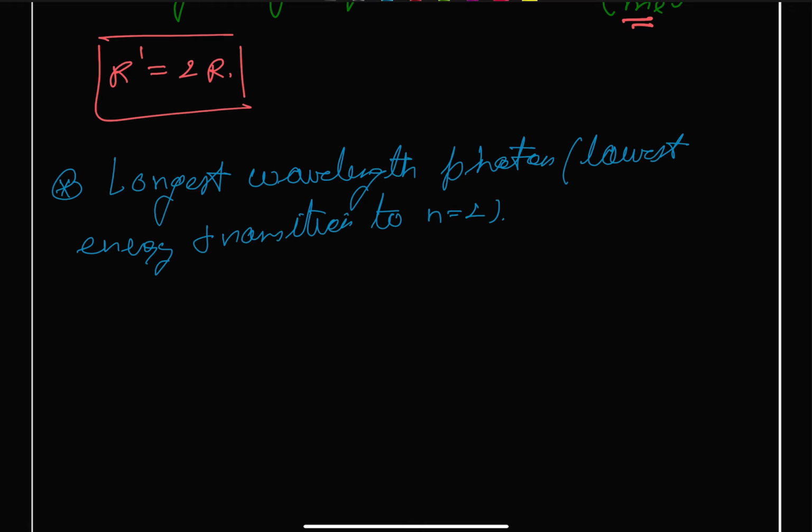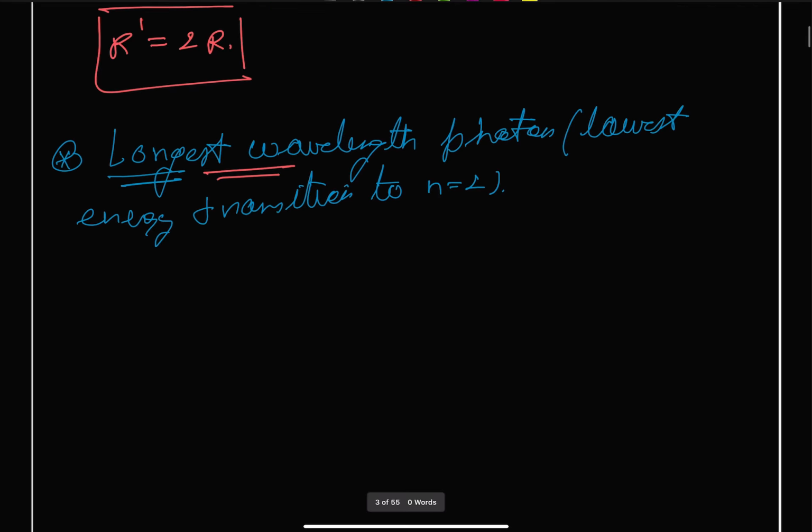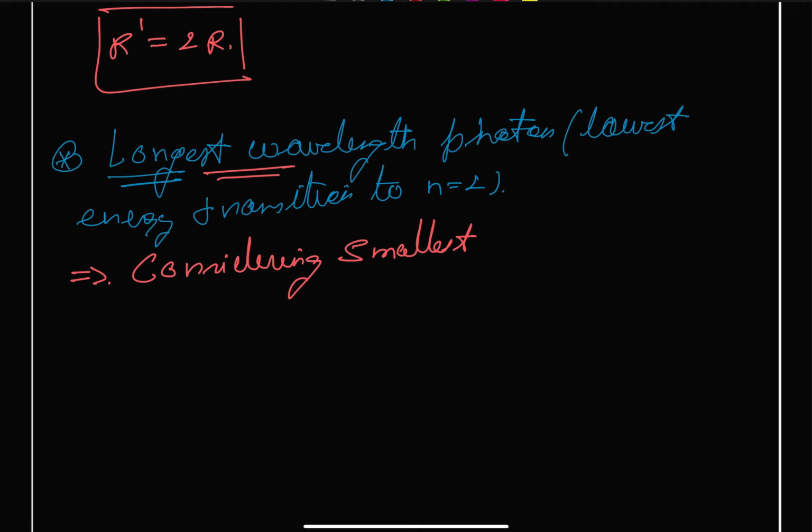And we have to find out the longest wavelength, and for the longest wavelength the photon should be emitted to n is equal to 2. We are going to consider the smallest energy transition, because longest wavelength is going to give us a smallest energy transition. So we can say, considering smallest energy transition.